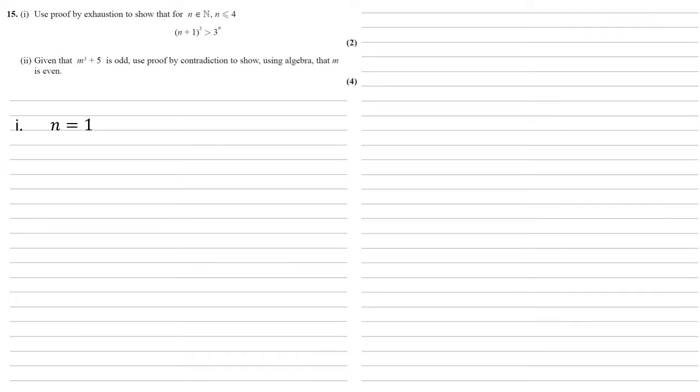So let's start with n equals 1. Putting that into the left-hand side of our inequality, we get 1 plus 1 all cubed, which is equal to 8. The right-hand side is 3 to the power of 1, which is 3, and 8 is larger than 3. So far, so good.